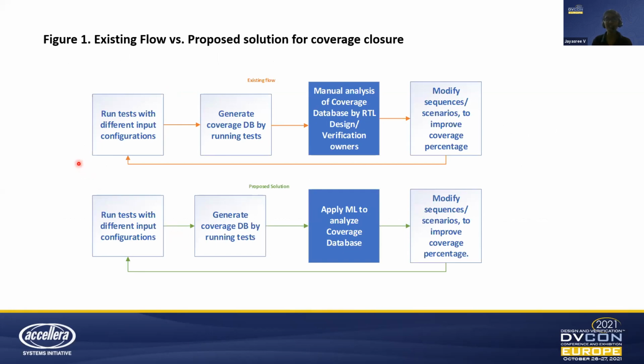The figure here gives an overview of the stage of the coverage closure process wherein the algorithm will be inserted. In the existing flow, the coverage database, which is generated for a large set of test cases, is manually analyzed by the engineers, based on which the sequences are modified and regressions are rerun to cover the uncovered scenarios. In the proposed solution, the coverage database, which is generated for an initial basic set of test cases, is analyzed with the algorithm and machine learning techniques, based on which the sequences are modified and the regressions are rerun.